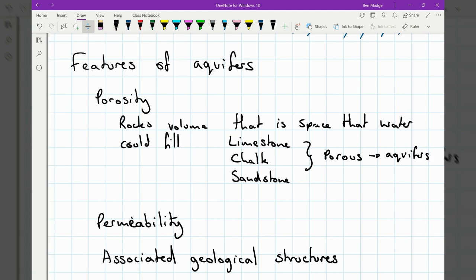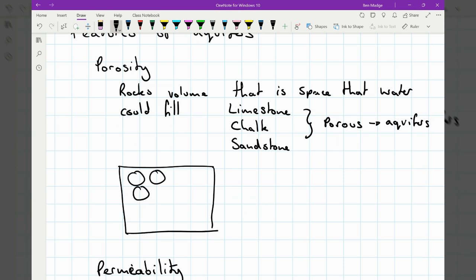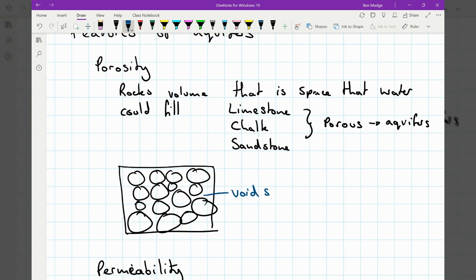So if we had a look at the structure of these, like sandstone, so if I had a block of sandstone that I looked under a microscope, what I would see is you have these grains of sand, and because of how they fit together within the rock, you have all this void space, and this means that water could fill up these gaps and form an aquifer. So if it became saturated with water, this would be what you could see.